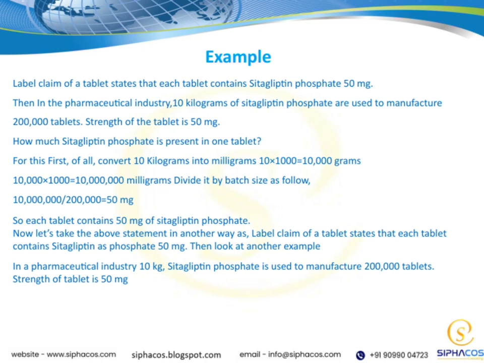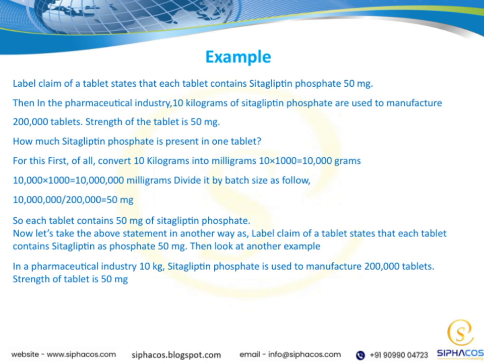Next, we divide this total amount of sitagliptin phosphate by the number of tablets produced, which is 200,000. Doing that calculation, 10 million milligrams divided by 200,000 tablets gives us 50 milligrams per tablet. This confirms that each tablet contains 50 milligrams of sitagliptin phosphate, aligning perfectly with the label claim.